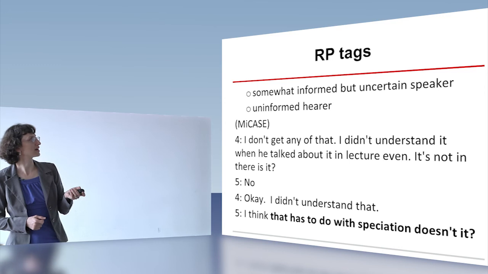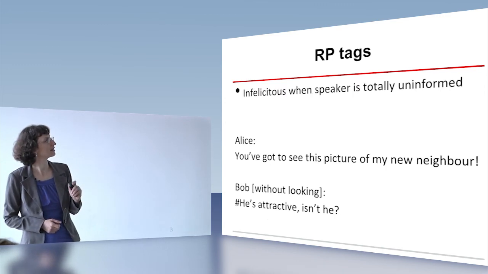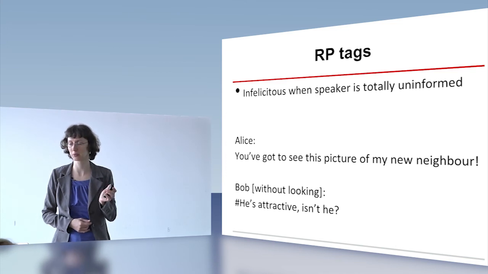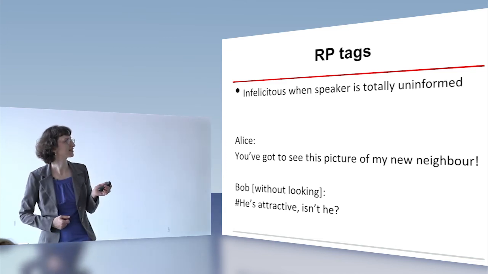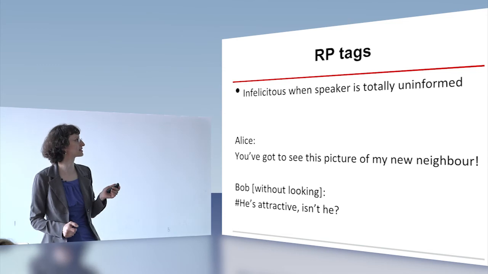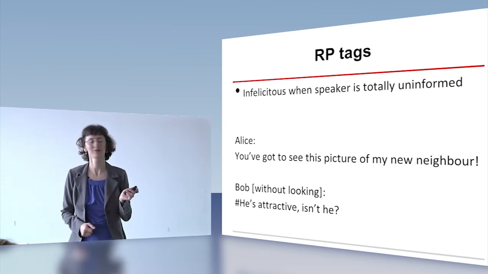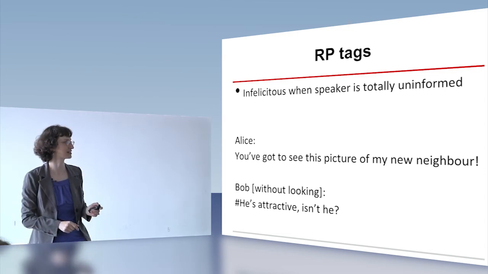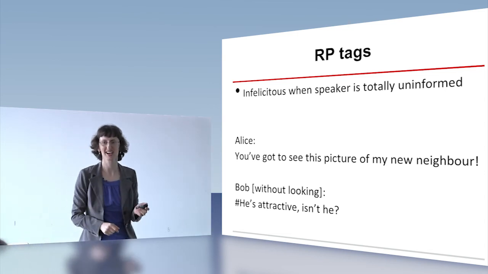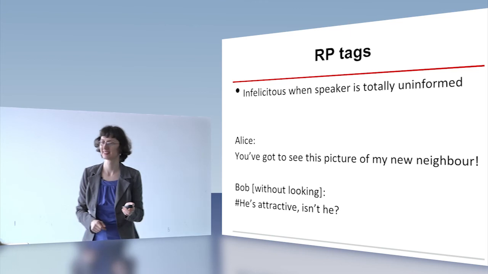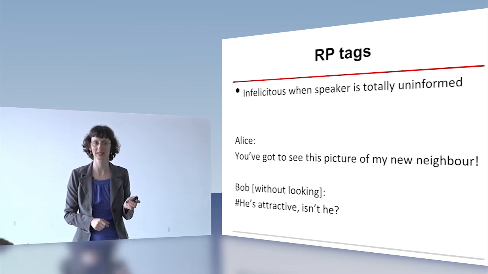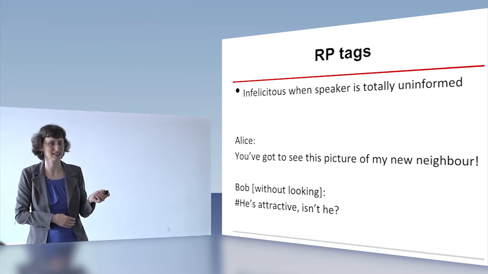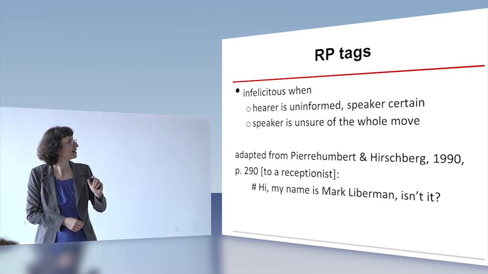So RP tags are bad when the speaker is totally, completely uninformed and has no reason to think that the proposition is true. When Alice says, you've got to see this picture of my new neighbor, and Bob, without looking at the picture, says, he's attractive, isn't he? That doesn't work as an innuendo. You can say he's attractive, is he? Or you can say he's attractive, right? But the RP tag is actually quite robustly bad.